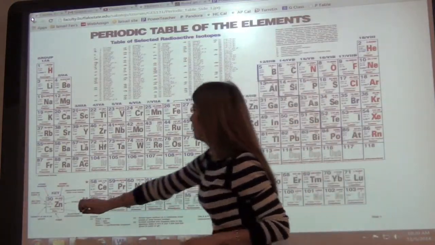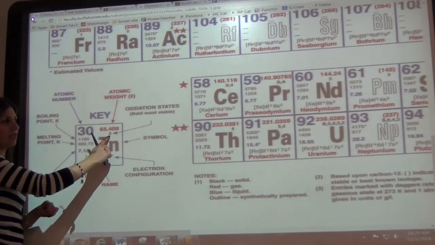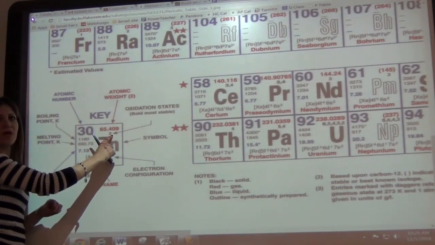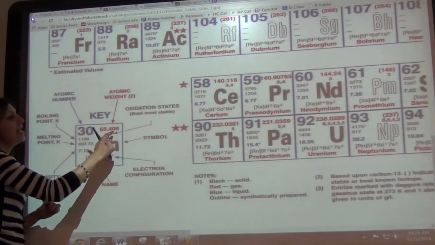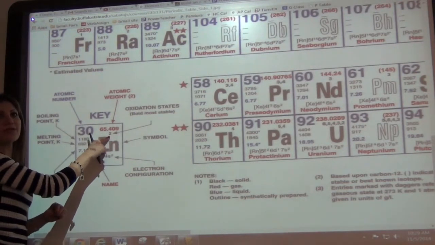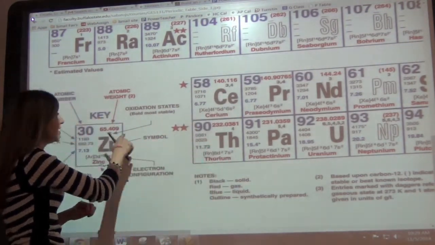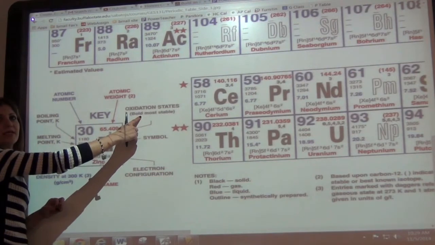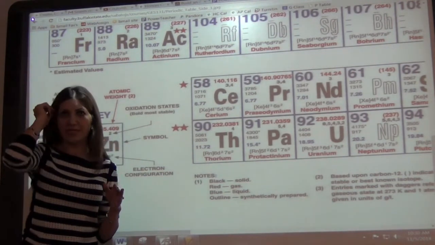So, for example, let's take a look at zinc, where it tells us what it is on the key. This number 2 says it's called what? The oxidation state. And if there's more than one number, and one of them is bolded, like you can see on some of these, what does the bolded one mean? It's the one that's most stable. I want to see if you can figure out what this number means.